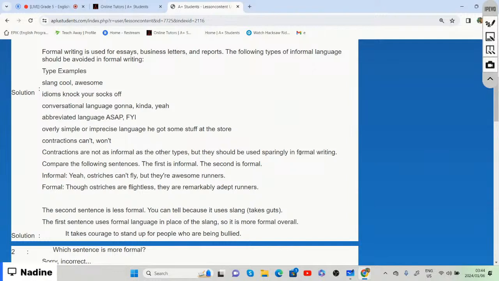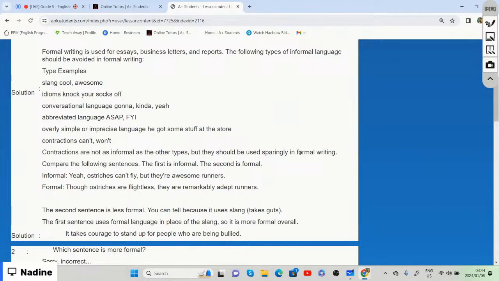You cannot write down contractions in a formal letter. Also, contractions are not as informal as other types, but they should be used sparingly, which means that if you use contractions, right, you cannot use like at least two or three contractions in each sentence, or at least five or 10 in one paragraph, right? You're going to be marked down on it. One or two is enough.